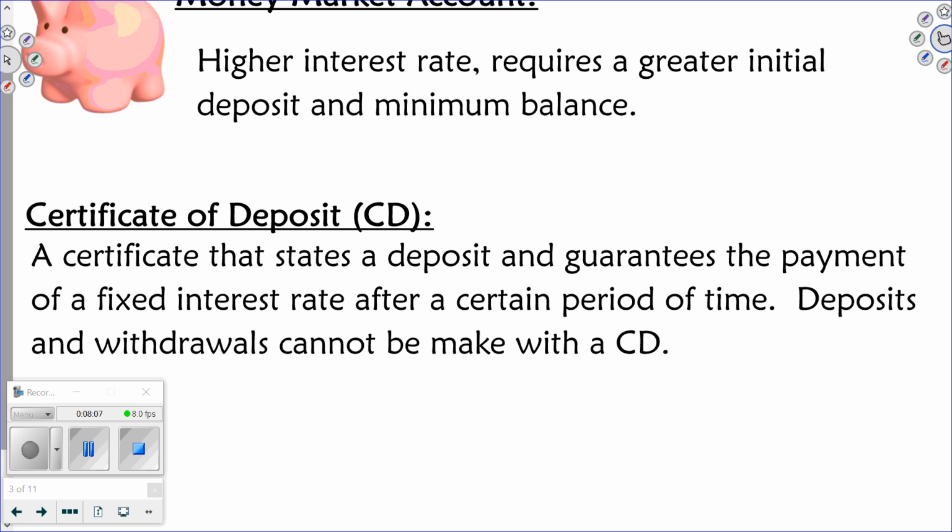But with CDs, the biggest thing to realize is you can't touch that money until whatever that time frame is has elapsed. So if you're going to put money in a CD, make sure you're not going to need it for a rainy day fund. It's got to be extra cash. It's a great option though if you want to make sure, hey, I'm going to save this. I do not want to touch this money, and put it in a CD because you can't touch it. Can't.